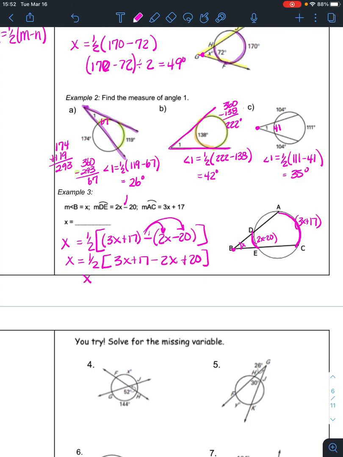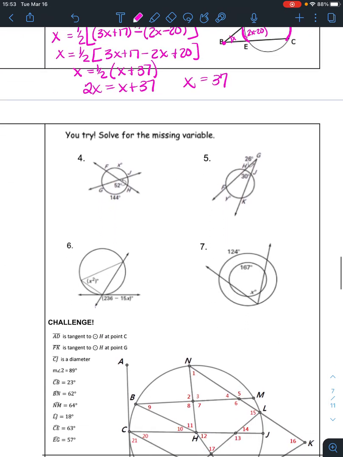Now I can combine like terms inside my parentheses. x is equal to 1/2, and then it would be x plus 37. See, if you didn't change that 20, then you would have negative 3 instead of plus 37. Now, instead of distributing that 1/2 to the x plus 37, multiply both sides by 2 to get rid of that, so that you have 2x is equal to x plus 37, or x is equal to 37. And if I had asked for the arcs, you could have gone back in and substituted those.